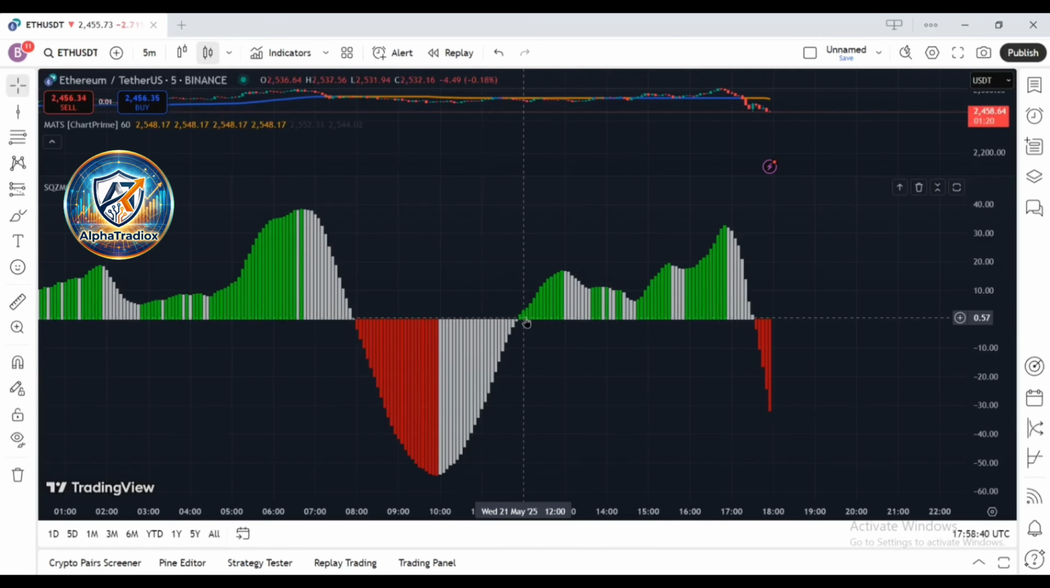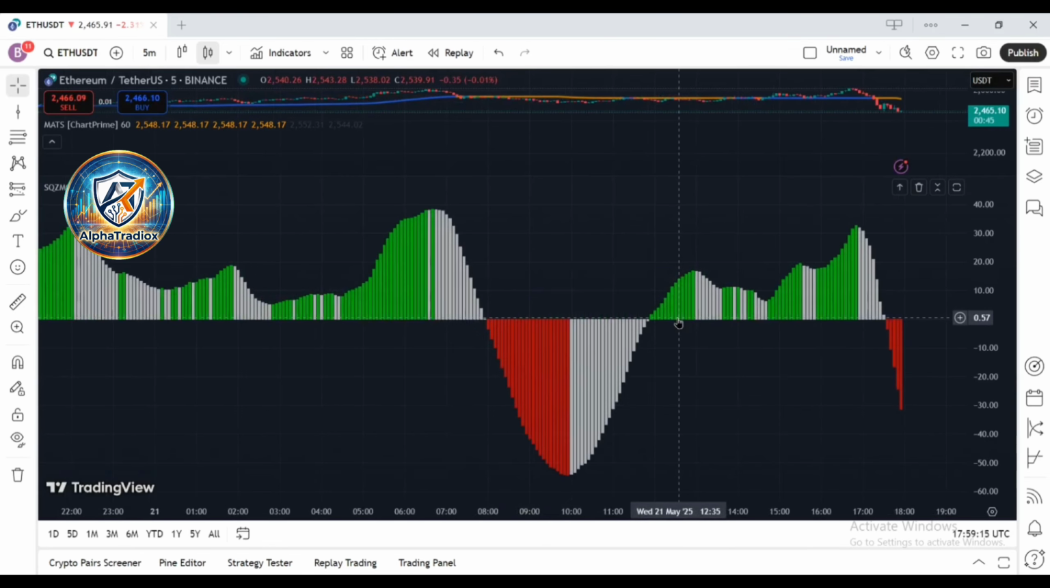Here, there is a line called the zero line. The line you see here, when the histogram moves from below to above this line and turns green, it means the conditions are ideal for a buy. Remember, this alone is not enough, and we also need the upper indicator, which I'll explain next. And if the histogram is below the zero line and turns red, it's an excellent entry point for a sell trade. But we also need one more condition.